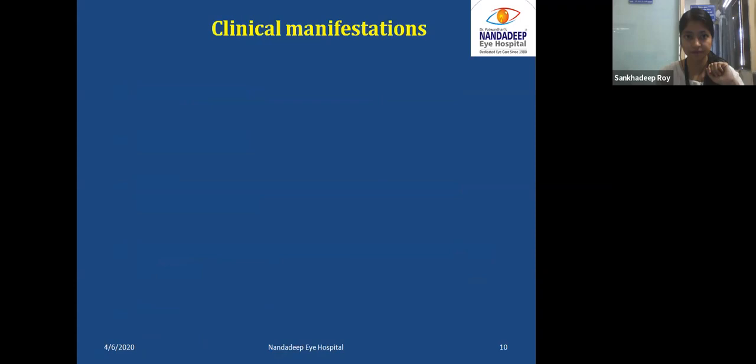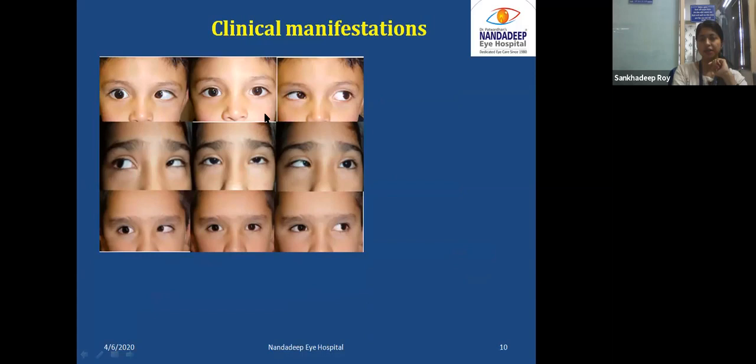In clinical manifestation, see, this is the picture of three different patients. When we say somebody has strabismus, it definitely comes to our mind that the patient has either exotropia, esotropia, hypertropia, or heterotropia, right? Is anyone thinking that if it is strabismus, it can be ortho? I don't think so. Because normally when it is strabismus, they do not present in an orthophoric condition. That is why we consider it strabismus.